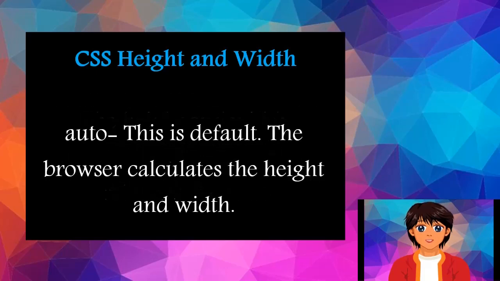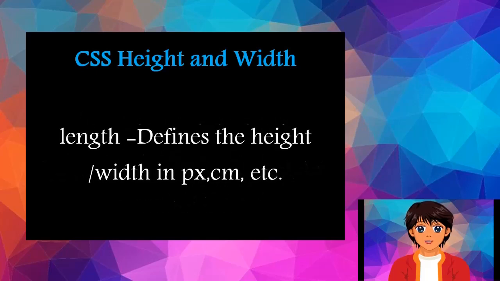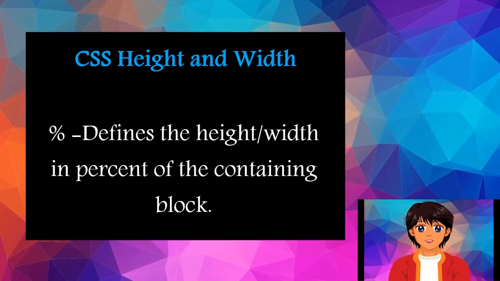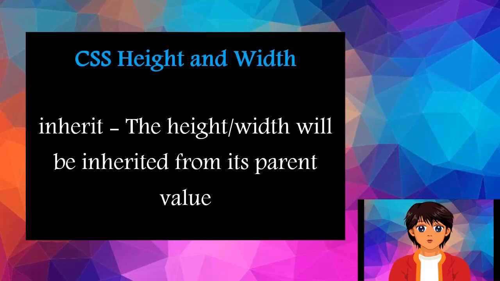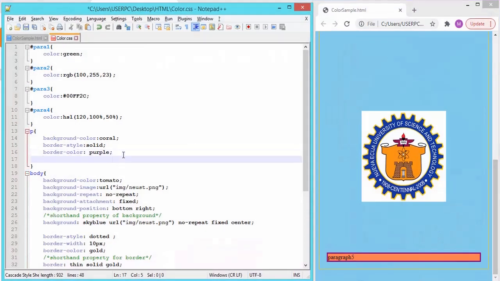The height and width properties may have the following values. Auto: this is the default. The browser calculates the height and width. Length defines the height and width in px, cm, etc. % defines the height and width in % of the containing block. Initial sets the height and width to its default value. Inherit, the height and width will be inherited from its parent value. Let's see this example.